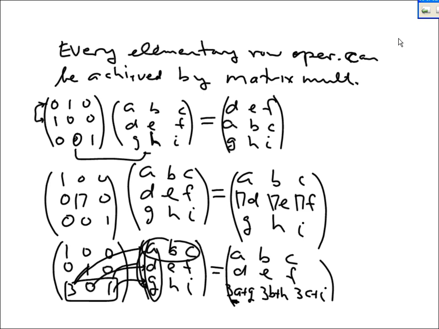When I do the first row with the second column, I get 3 times b plus 1 times h. 0 times e won't contribute anything. Same for the third column. Picture that this 3 is multiplying every entry in row 1 by 3, and this 1 is adding on 1 times row 3. Pretty neat stuff.